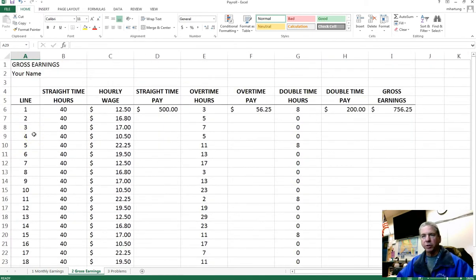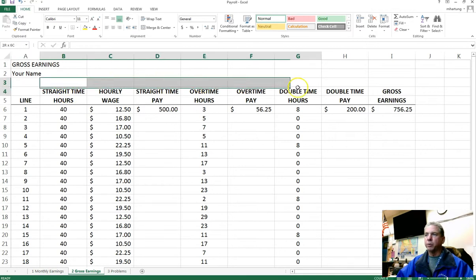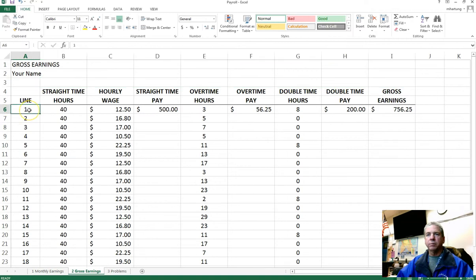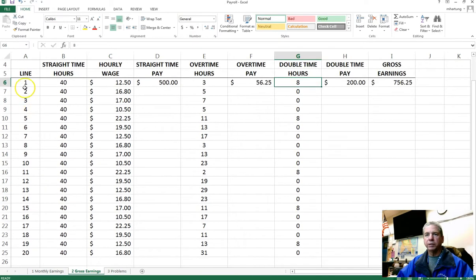Now this worksheet's a little more involved. You can see there's a lot more here. These columns are all at a width of 14. The line column is centered. The straight time hours are centered. Accounting format. Anytime there are dollars here, we're in the accounting format, indicated right there. All our hours are centered. And I believe we have 20 lines. Yes, we do, 20 lines.